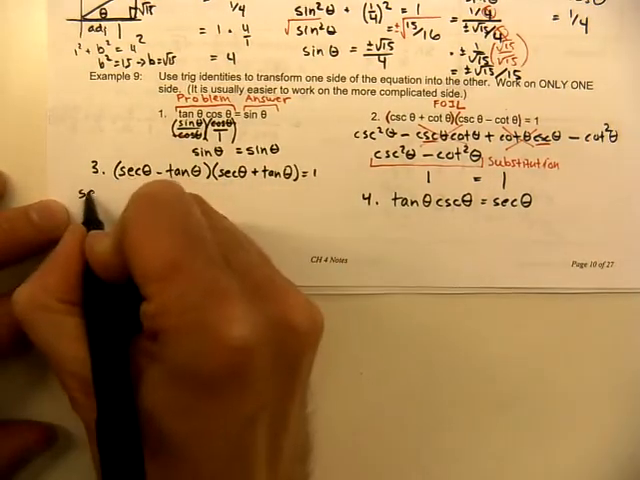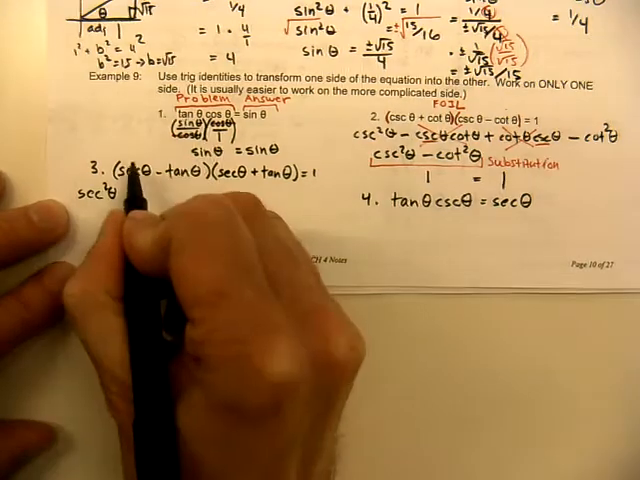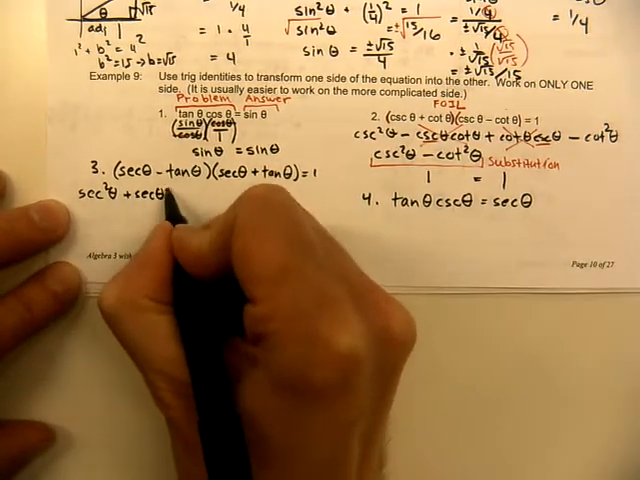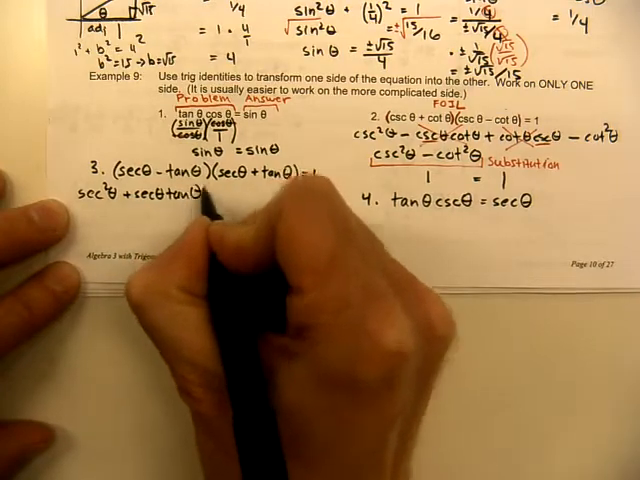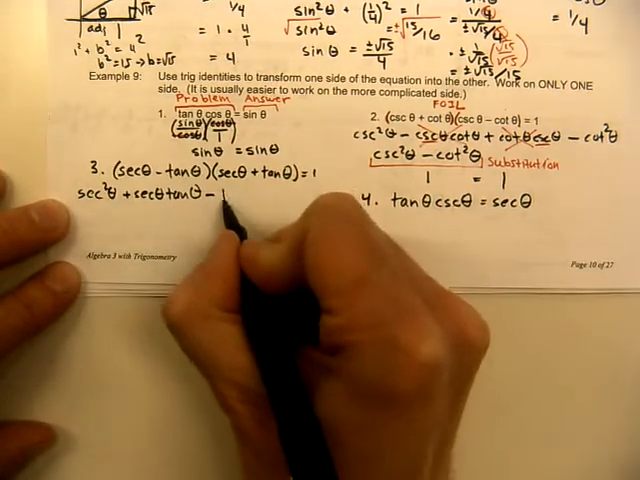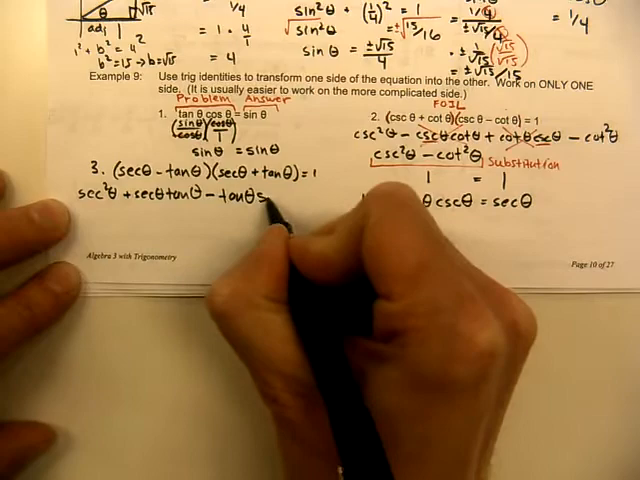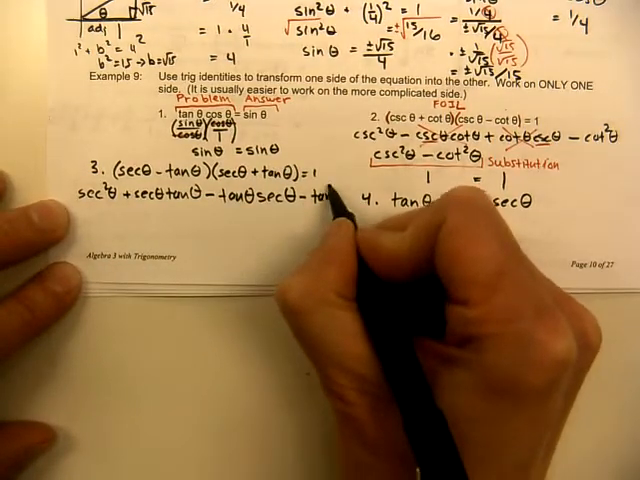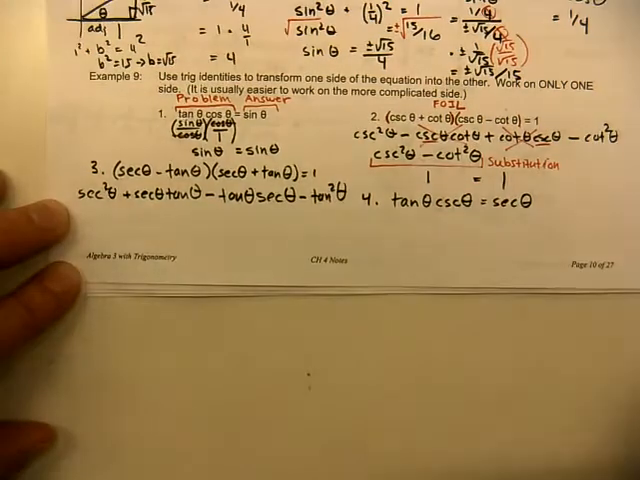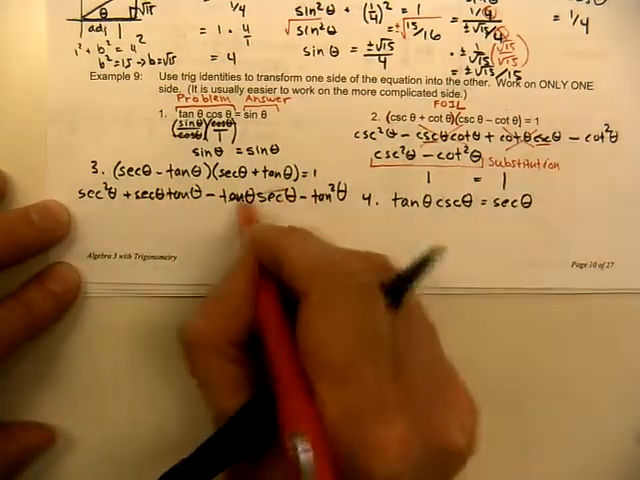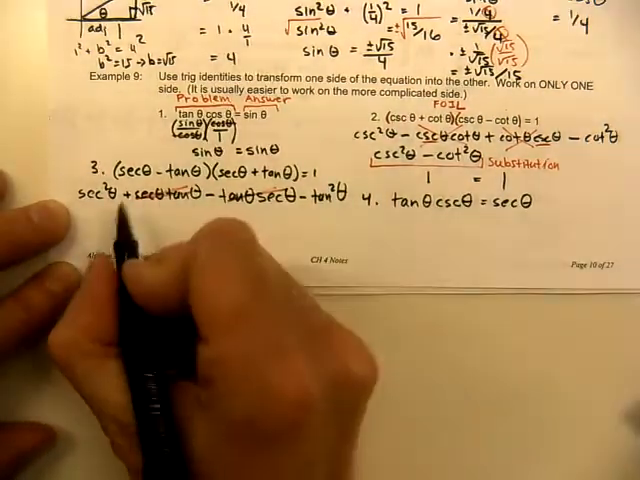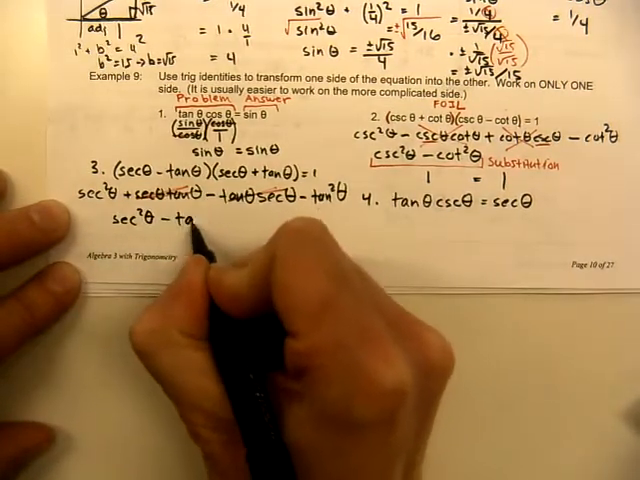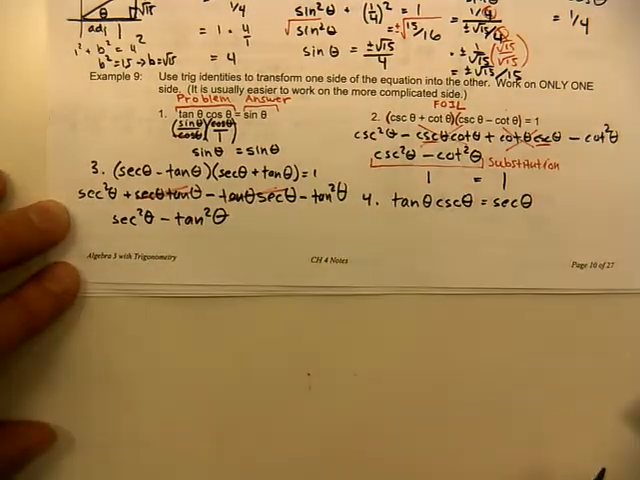Secant times secant is secant squared. The outside terms, positive secant tangent. Inside terms, negative tangent secant. And then the last, negative tangent squared. Again, those middle two terms differ by a sign, so they cancel out, leaving you with the first term and the last. All right, secant squared minus tangent squared.